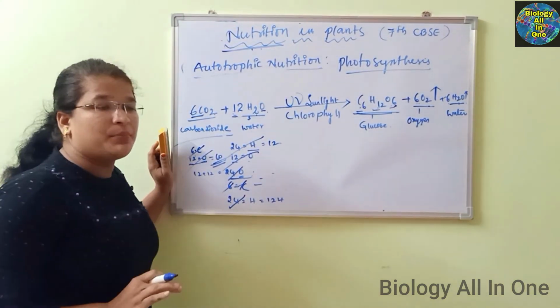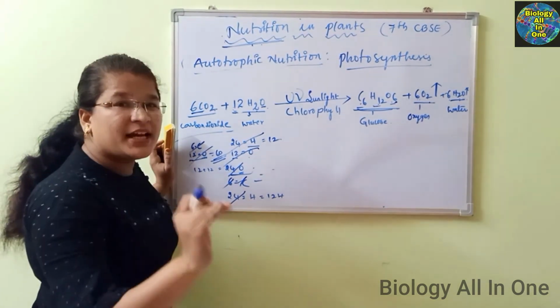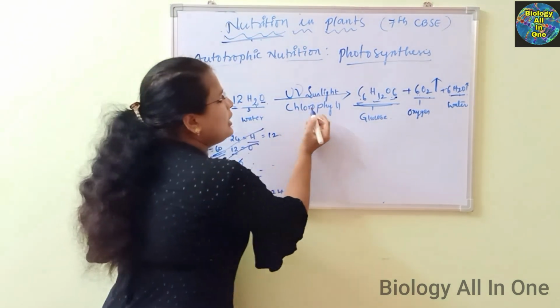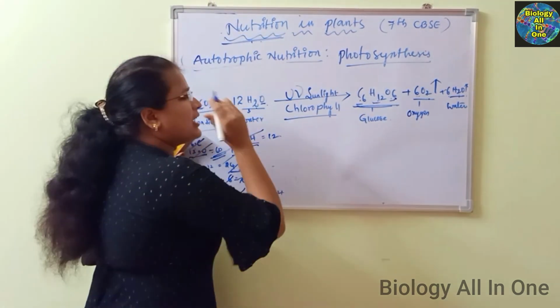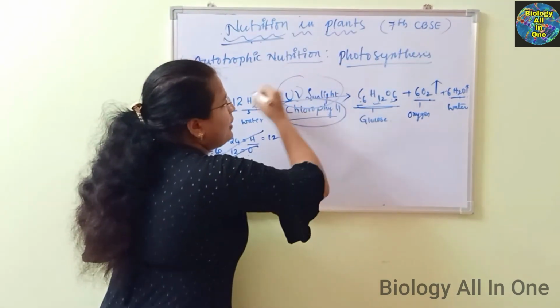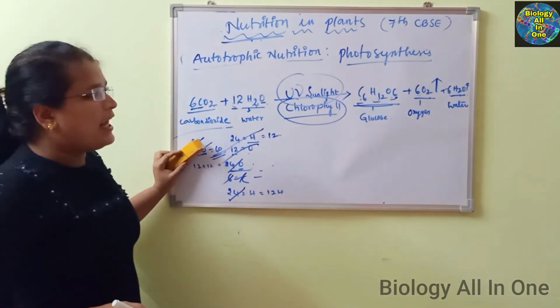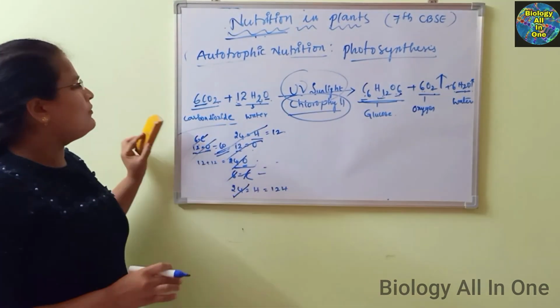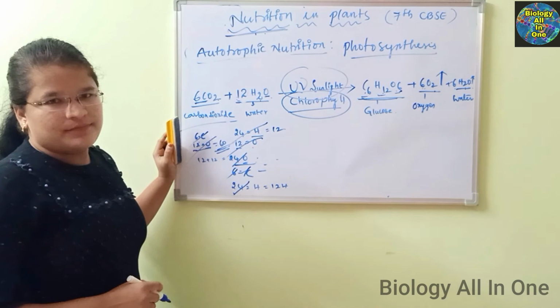This equation, if you remember, will be very useful for your further classes. Now, in the next class, I will explain how chlorophyll is used by plants, how sunlight is essential, where chlorophyll is present and how it is useful, and all we will learn in the next class. Thank you.